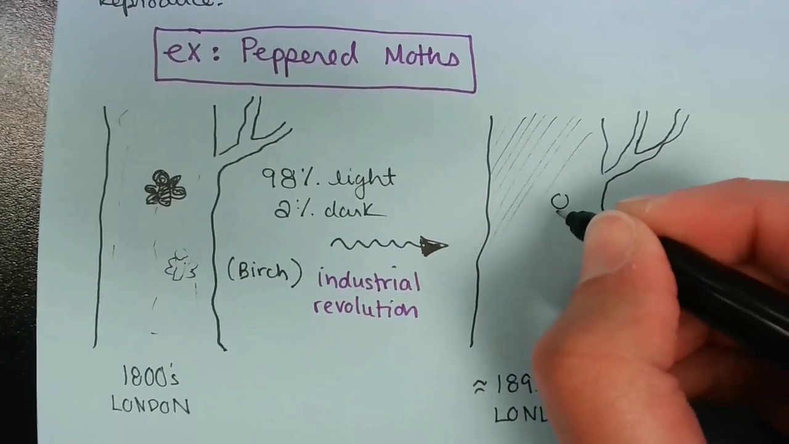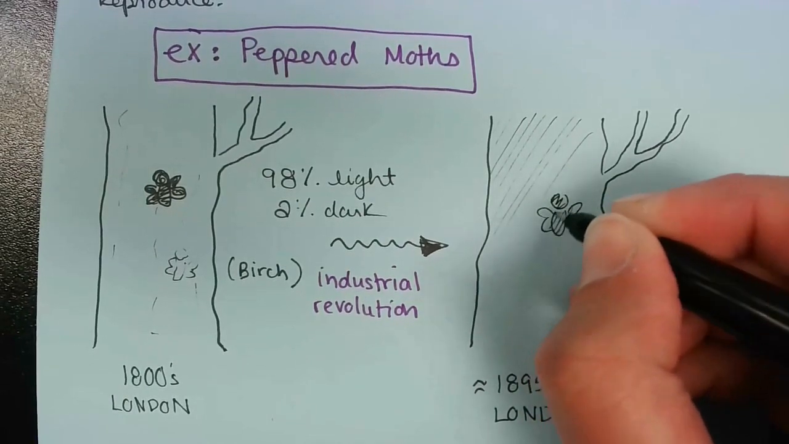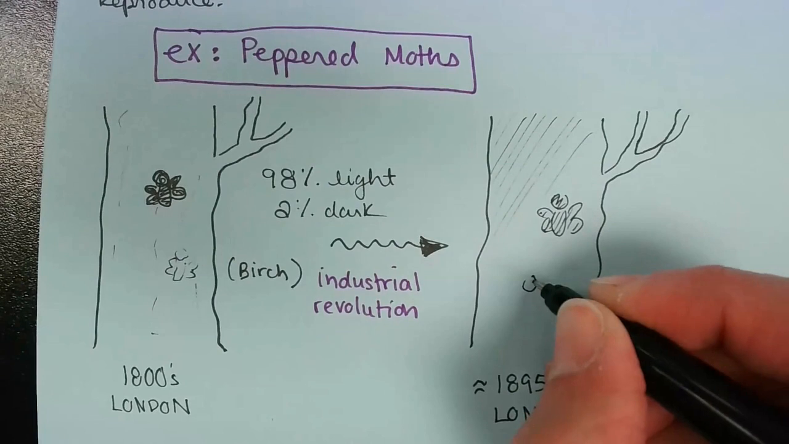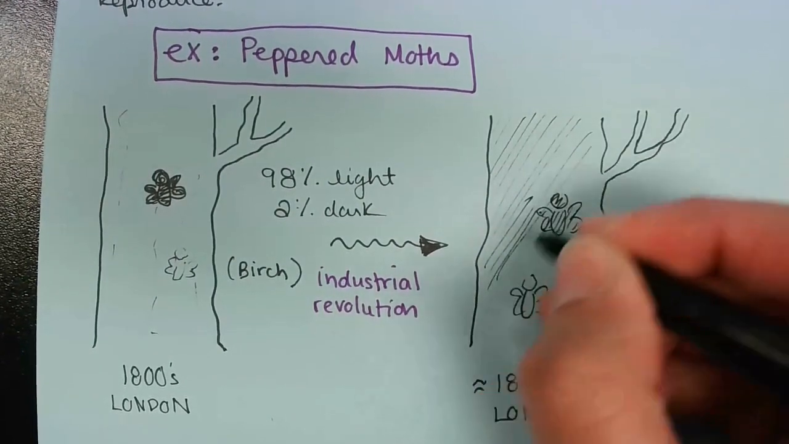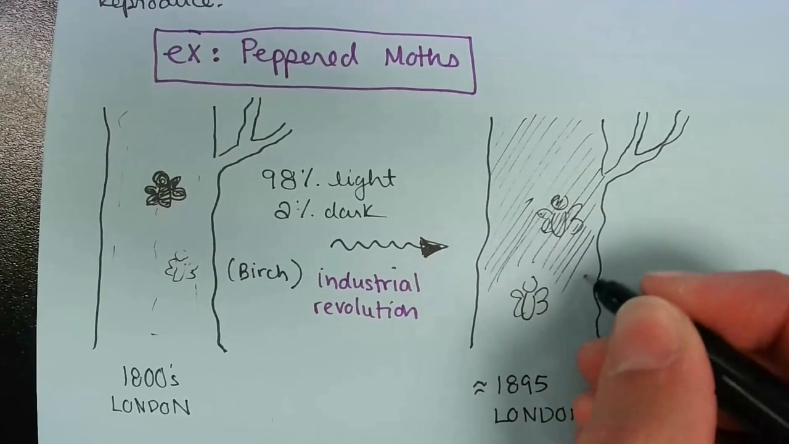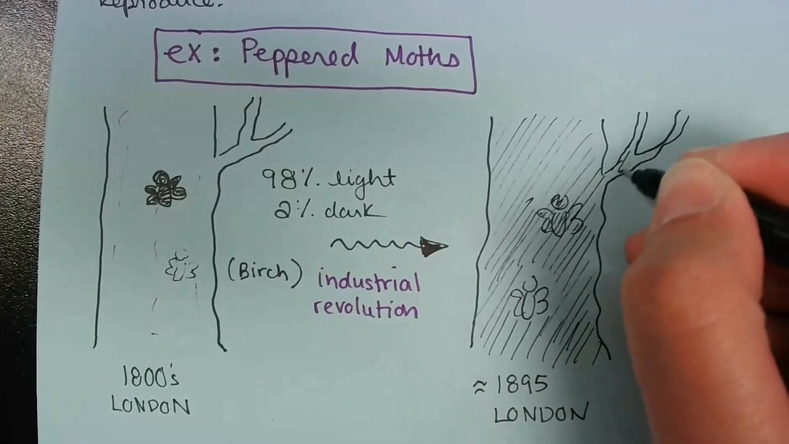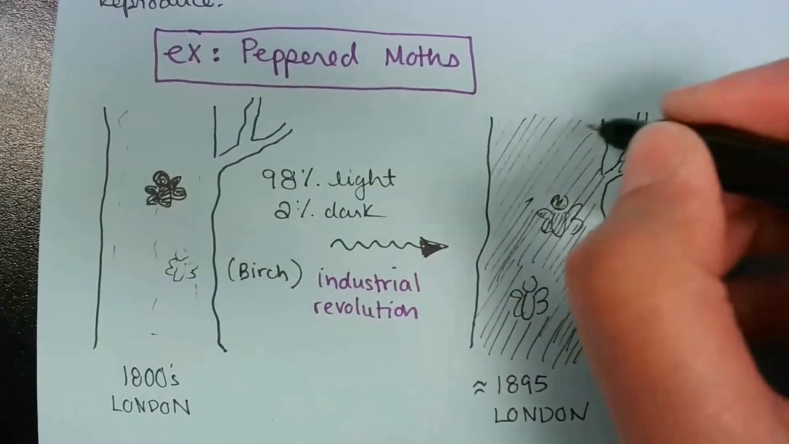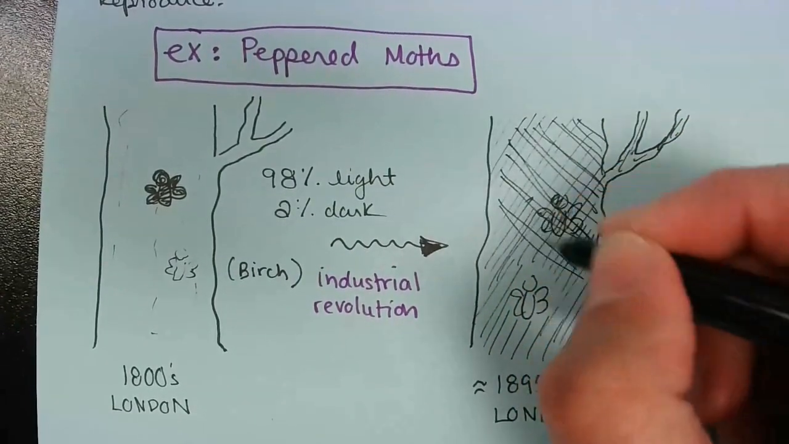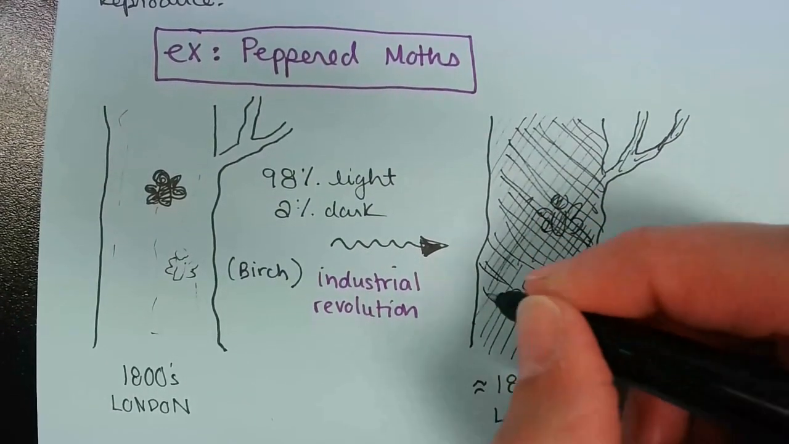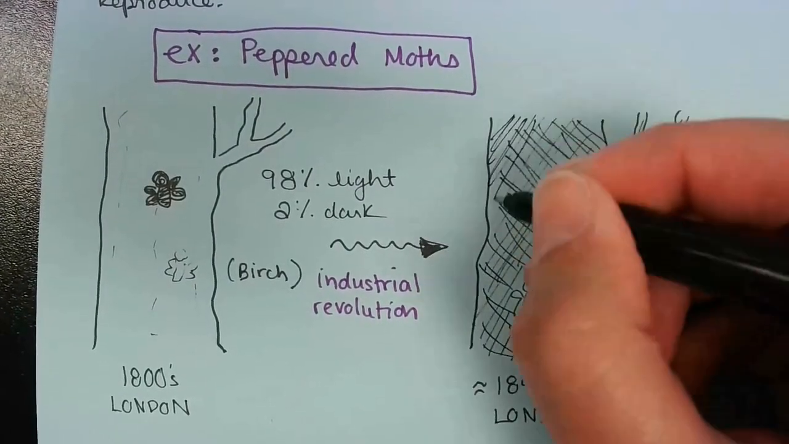Now remember, there are two moths that live here, right? There's our dark peppered moths, and then there were the light ones. And so that smog starts to build up on the tree. And eventually, what do you think is going to happen to our moth population?